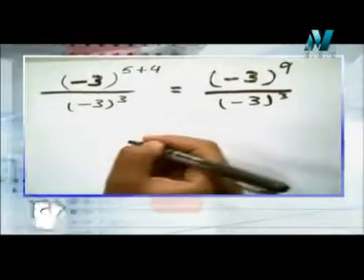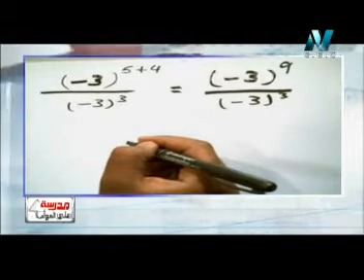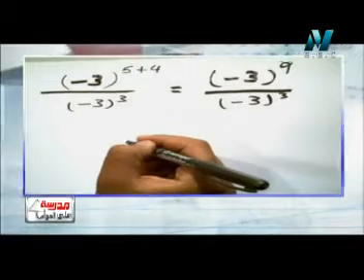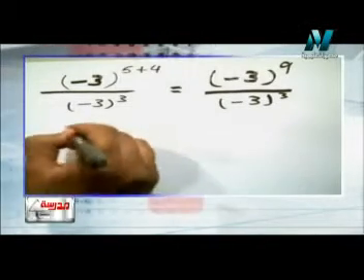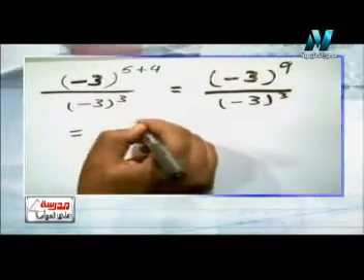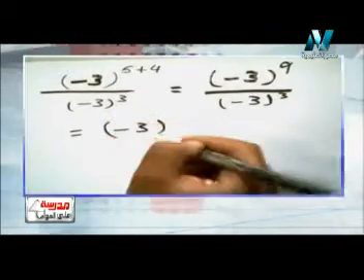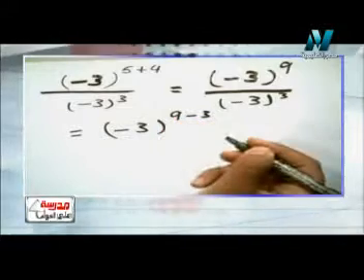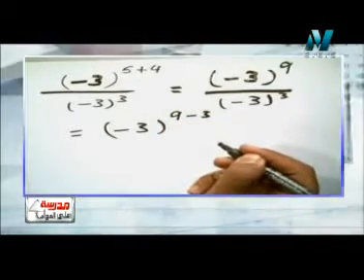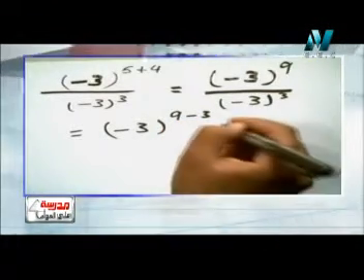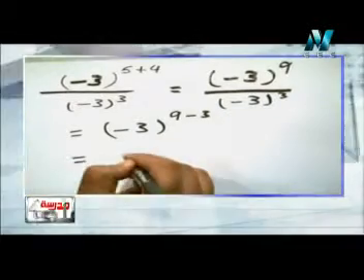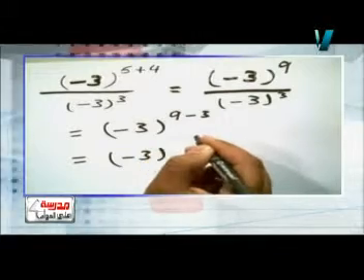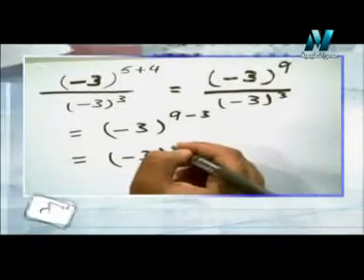Then we have like bases, but in the step divide, negative 3 to the power 9 over negative 3 to the power 3 equals, we put the same base, negative 3 to the power 9 minus 3. Why minus? Because we divide. When dividing like bases, we subtract their powers. Equals negative 3, 9 minus 3 equals 6.